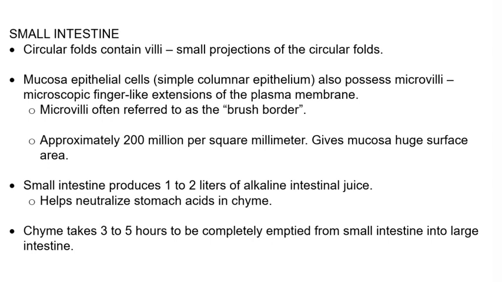The microvilli are often referred to as the brush border, as they give the cell surface a bristle-like appearance. On the small intestine mucosa, there are approximately 200 million microvilli per square millimeter, which gives the mucosa a massive surface area for absorption. In general, the small intestine produces 1 to 2 liters of alkaline intestinal juice, which functionally helps to neutralize stomach acids in the chyme.